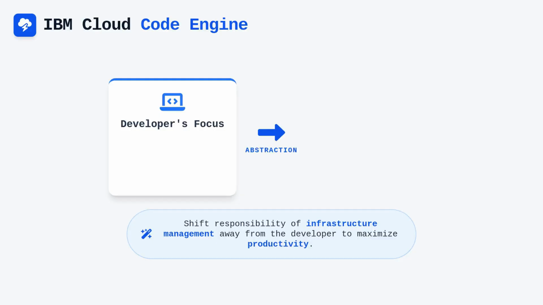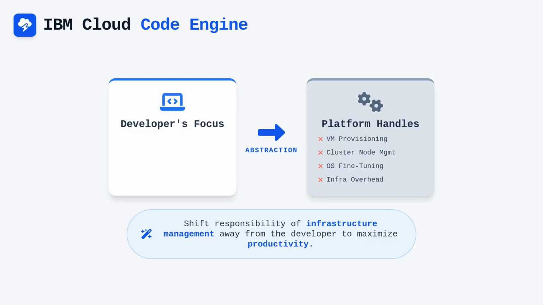Think of it as a logical boundary where you provide the artifacts and the cloud provider handles the underlying deployment and execution environment. You no longer need to worry about provisioning virtual machines, managing cluster nodes, or fine-tuning operating systems to fit your application's profile. This abstraction layer inherently simplifies the operational overhead that often plagues traditional deployment models. By removing these concerns, you gain the freedom to focus entirely on application logic, which is the primary goal of any modern developer.